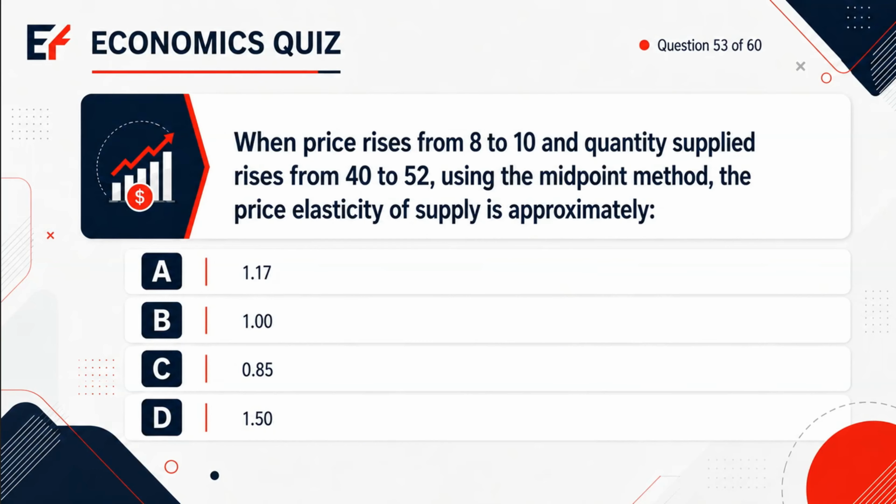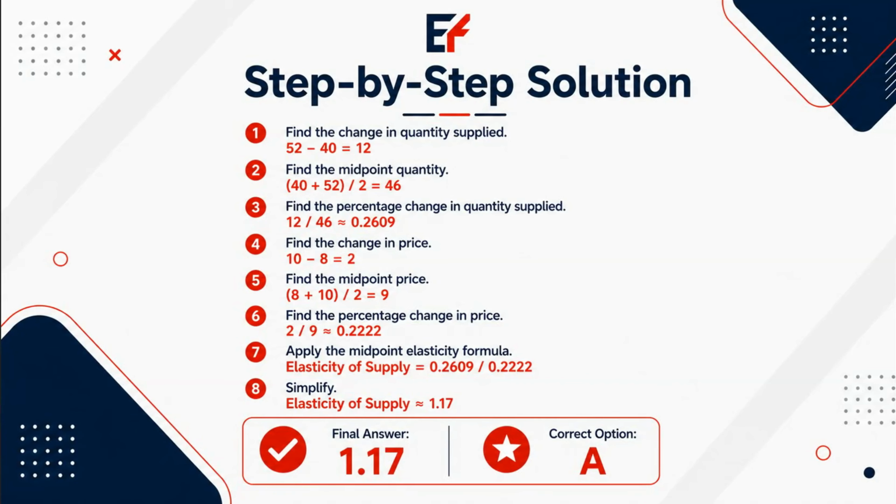Question 53. When price rises from 8 to 10 and quantity supplied rises from 40 to 52, using the midpoint method, the price elasticity of supply is approximately. A. 1.17, B. 1.00, C. 0.85, D. 1.50. The correct answer is A. Let's work through the midpoint steps carefully.